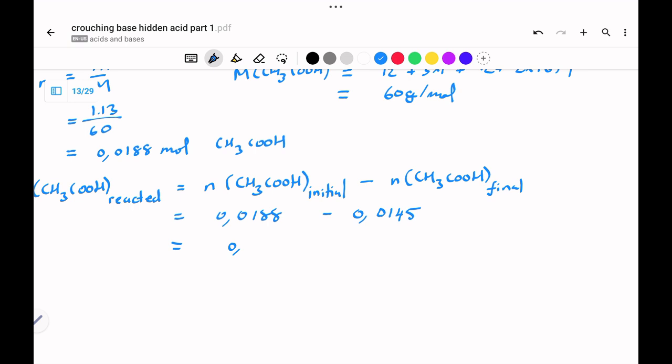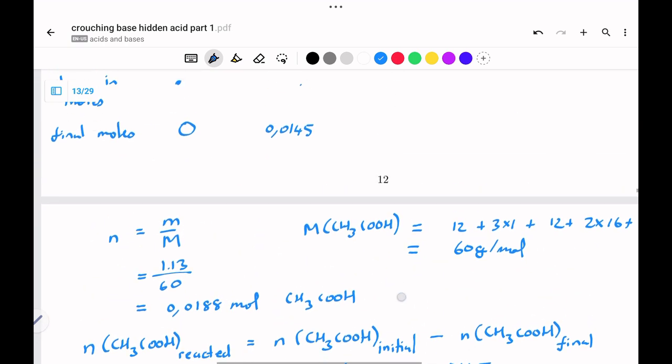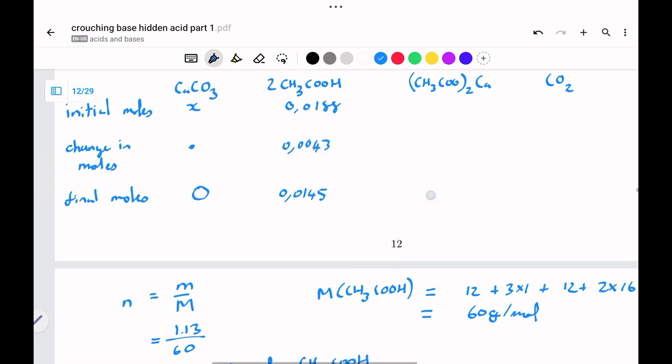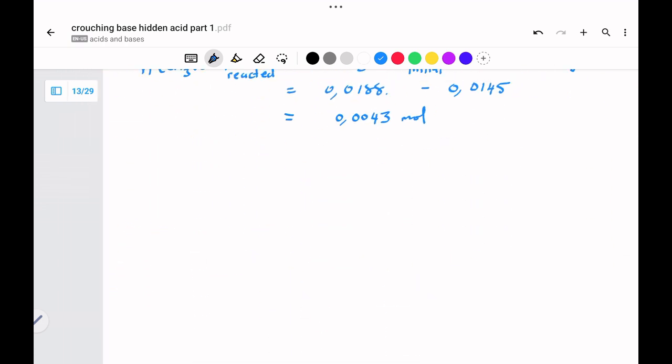I'm going to put 4 decimal places down. Actually, use the whole number here because I had it in my calculator. 4.3. Okay, so I have the moles of the acid that have reacted. It is 2:1. So now I can use the mole ratio.